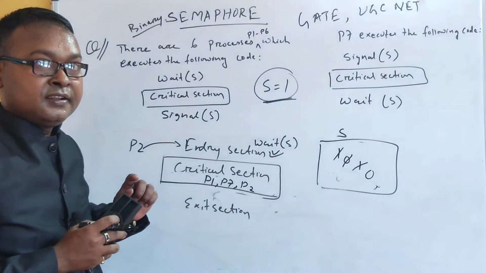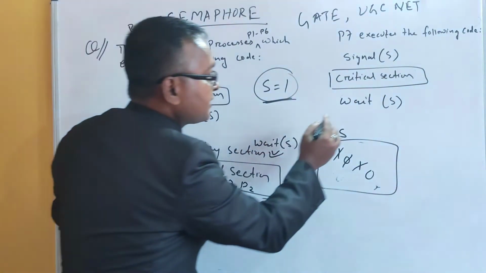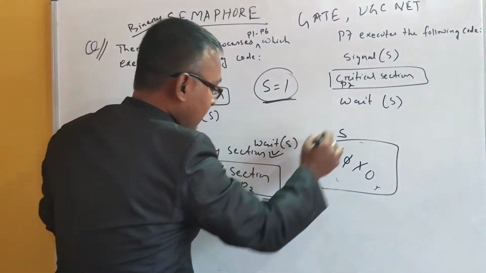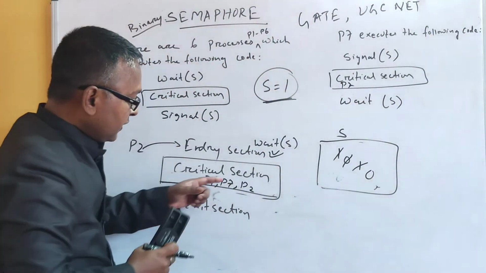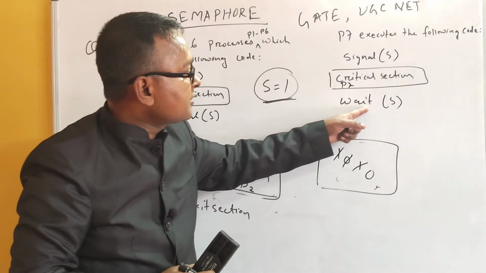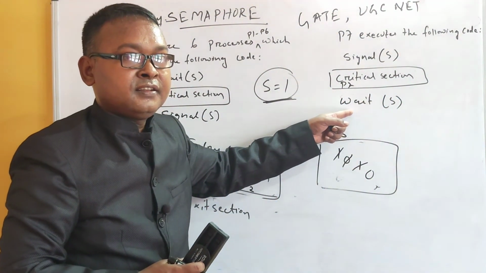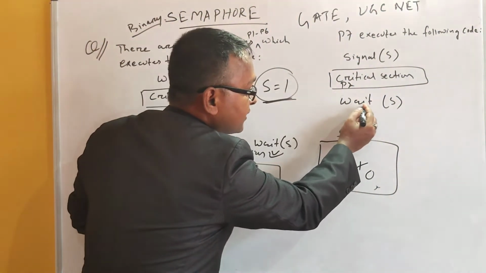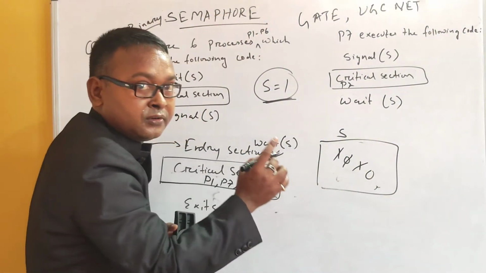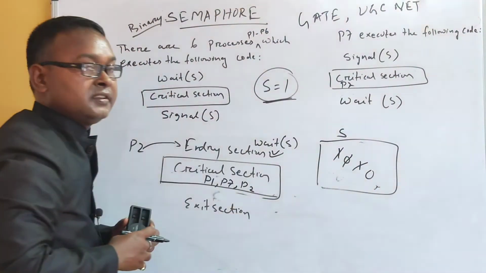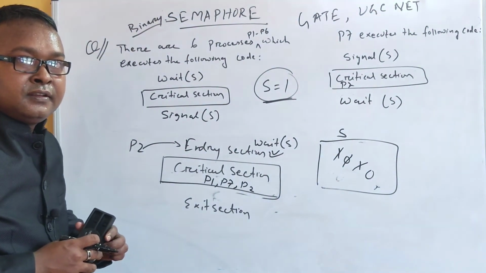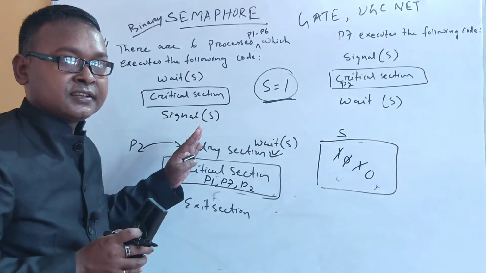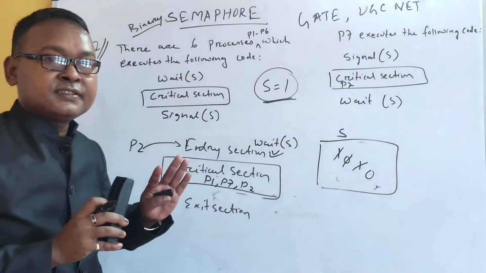P7 is already inside. Now P7 has completed its critical section and wants to exit from the critical section, so it has to execute the wait. That means by executing the wait, it cannot come out, right? Because the semaphore value is 0 only, right? So thereby it does not allow any other process to enter into the critical section. Your P3, P4, P5, P6 cannot enter.